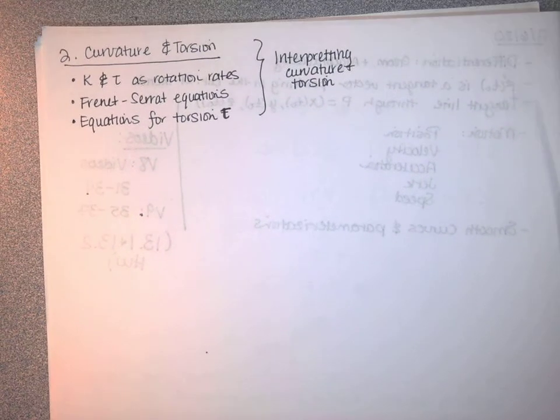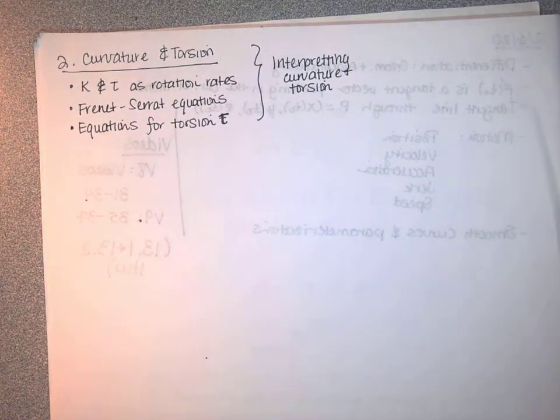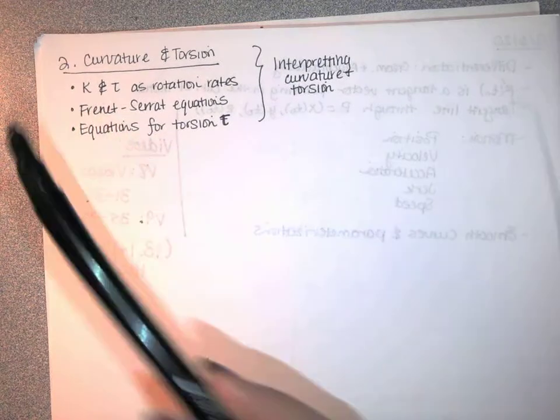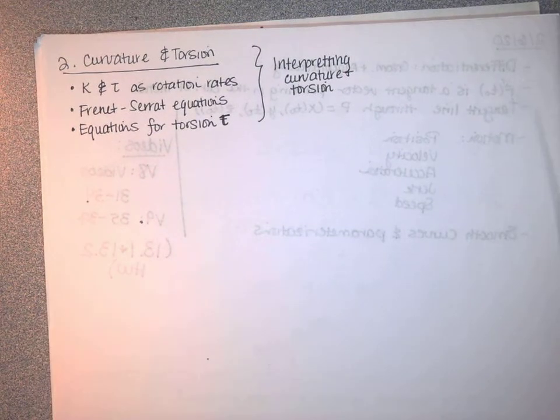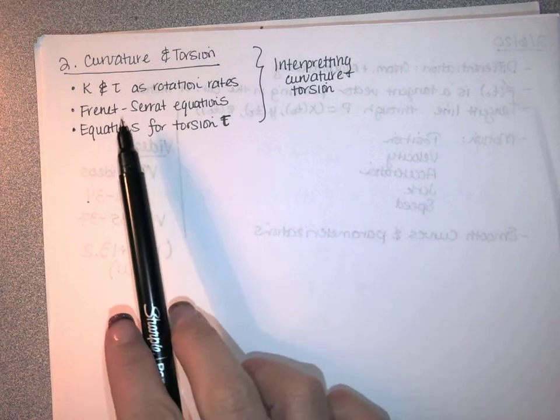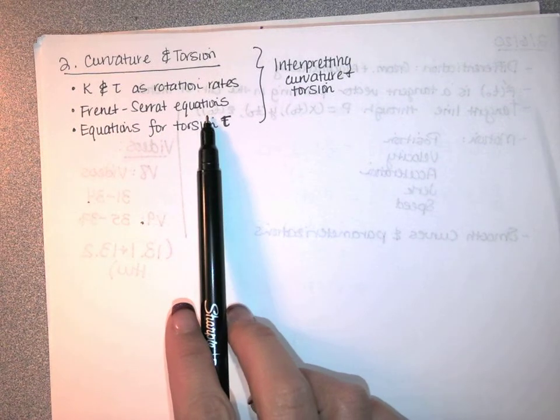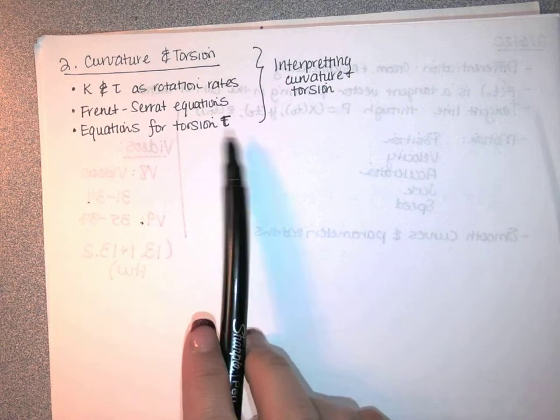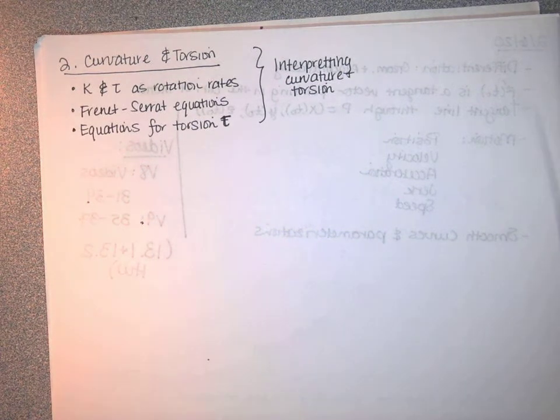In this video, we're going to discuss curvature and torsion. These are two quantities that are defined for a curve for all values of t. And we're going to discuss the Frenet-Serret equations and how those are related to the Frenet frame and the equations for torsion. So basically this video is about interpreting curvature and torsion.